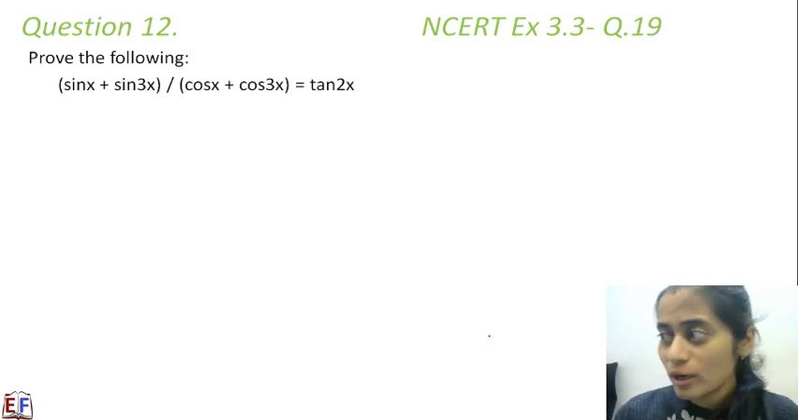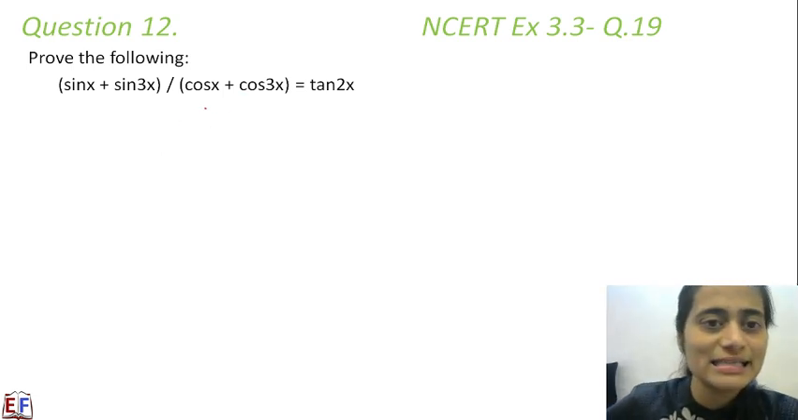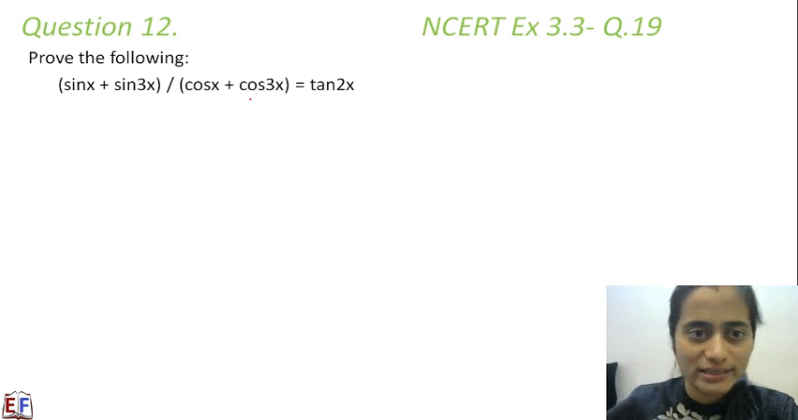Okay, so we do not have much time and I'll have to complete this. So let's move on to question number 12. Prove the following: sin x plus sin 3x divided by cos x plus cos 3x is equal to tan 2x.